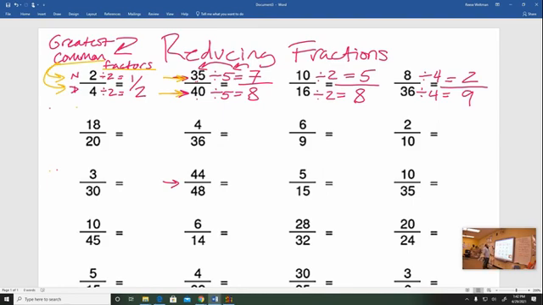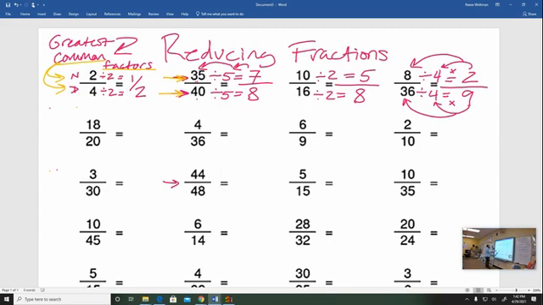And of course, because these are also equivalent fractions, if you had this the other way around, we could have said 2 times 4 equals 8, right? And 9 times 4 equals 36. It works in both directions, right?